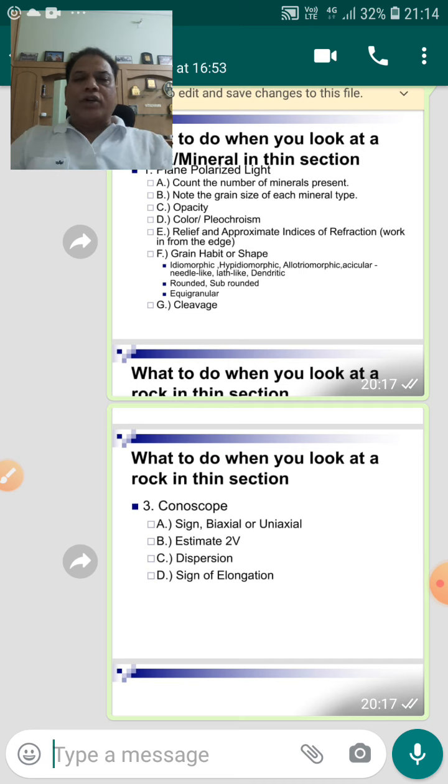Don't do what students attempt, that after having a glance they try to name the mineral. Please don't do that. You first broadly categorize whether it is a felsic mineral or mafic mineral. If it is felsic, then try to understand whether it is a silica, quartz group mineral or feldspar group mineral. Then further, if it is a feldspar, which type of feldspar, alkali feldspar or plagioclase feldspar.